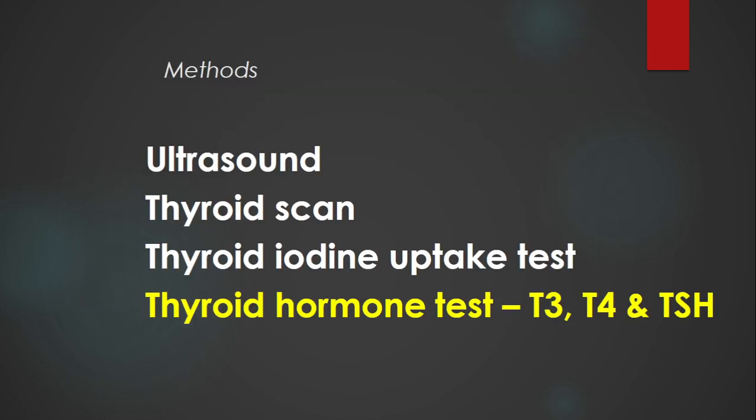For this, we have different methods. Ultrasound is there to get a picture of the gland. Thyroid scan is there to get an image by the use of radioactive iodine. Thyroid uptake test is there to measure how well the thyroid absorbs iodine. And finally, the thyroid hormone tests T3, T4 and TSH, which we are going to discuss today. T3 and T4 are the actual thyroid hormones which function at cellular level, and TSH is the stimulator which causes production of T3 and T4 from the thyroid gland.